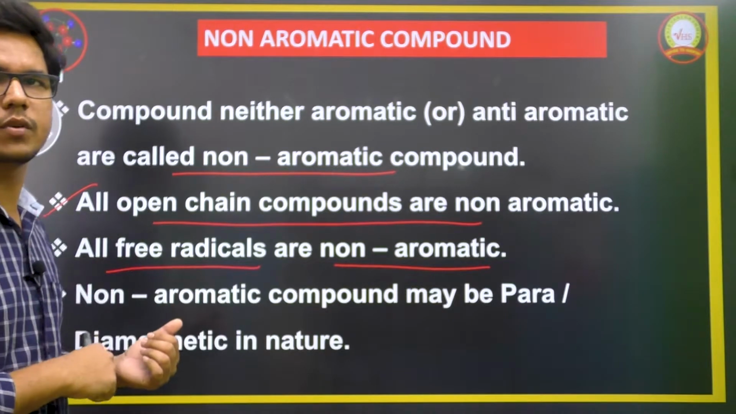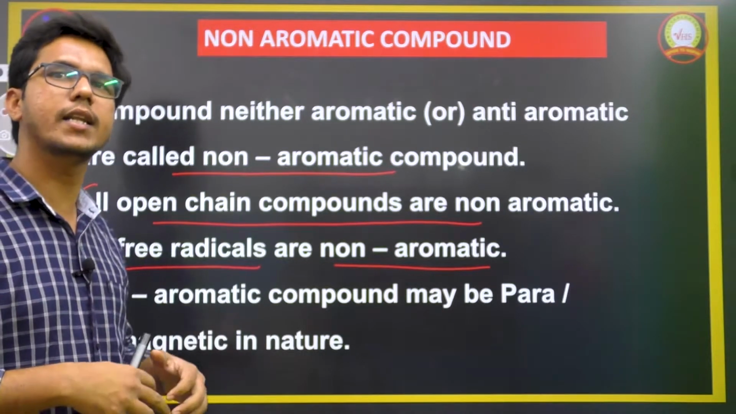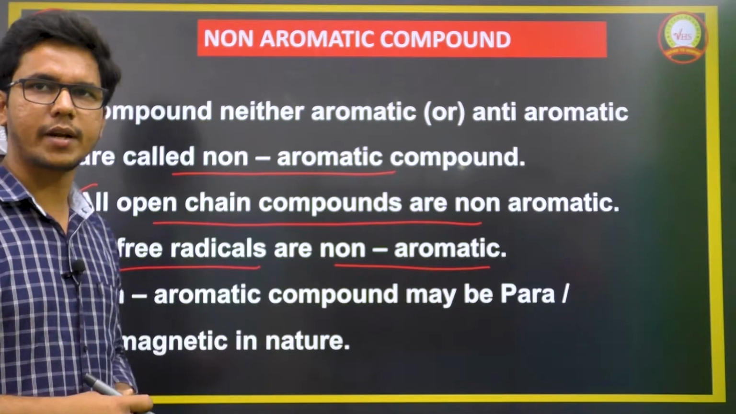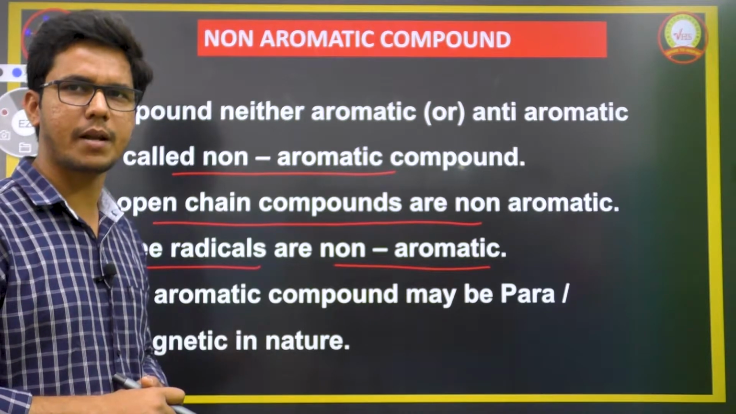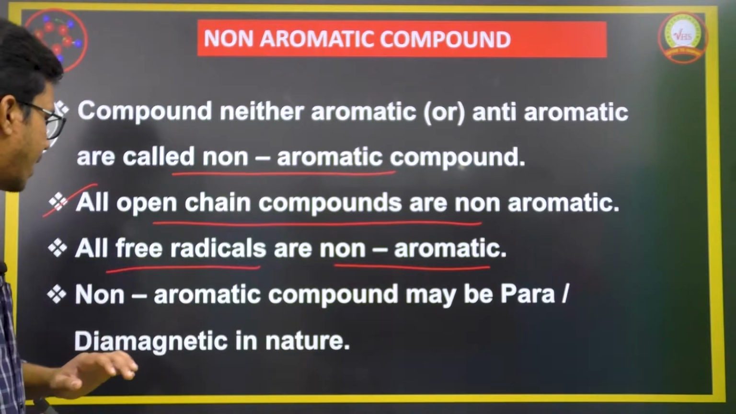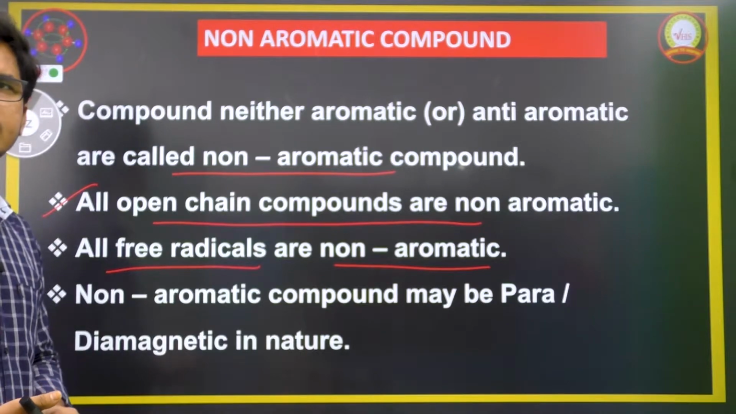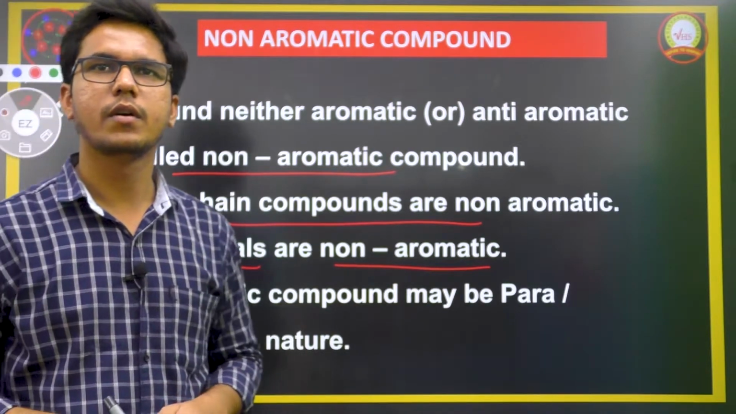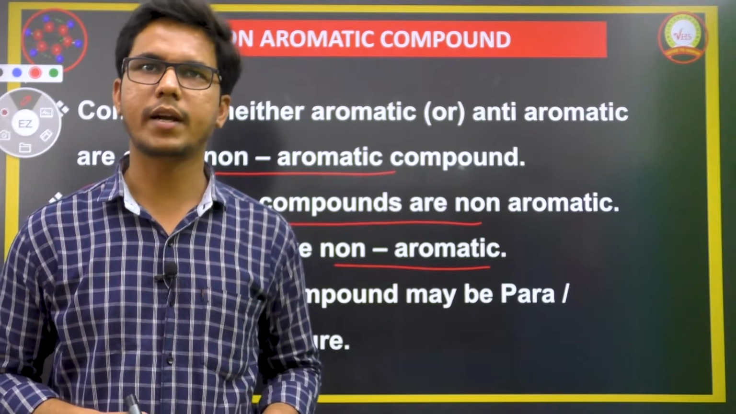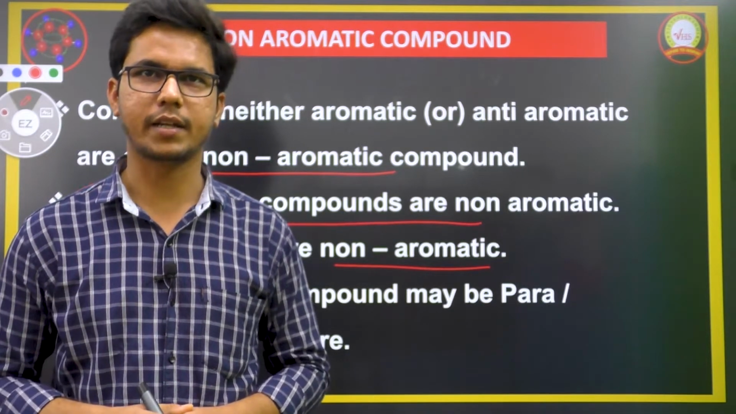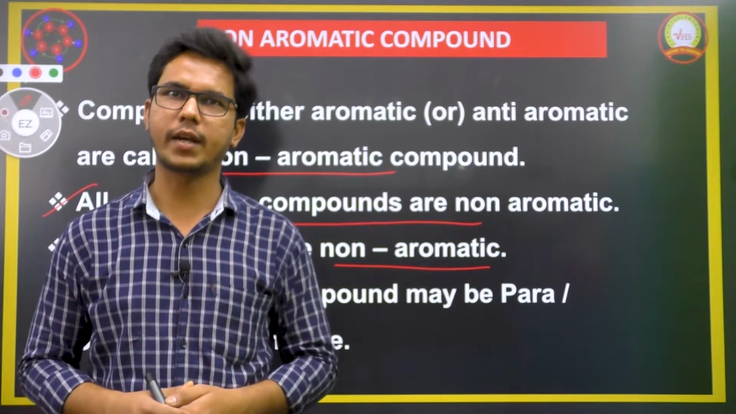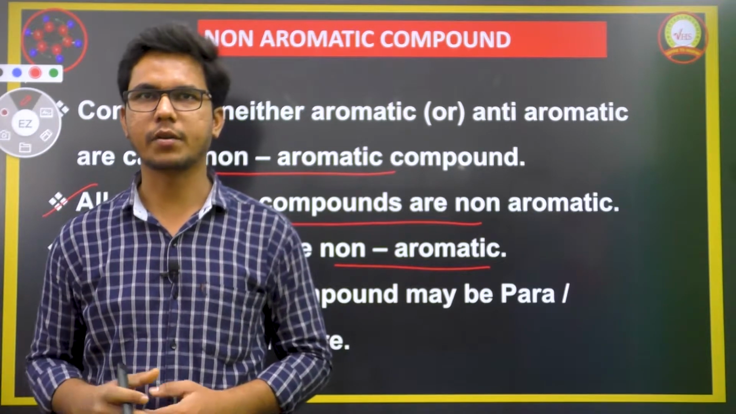What we have discussed is that aromatic compounds are generally diamagnetic in nature. When you consider anti-aromatic, generally those compounds are paramagnetic in nature. These non-aromatic compounds may be para or diamagnetic in nature. These are the basic conditions for aromaticity, to say whether any one of the compounds is aromatic, non-aromatic or anti-aromatic. Okay, let us recall the conditions which we have discussed in the case of aromatic, anti-aromatic and non-aromatic.